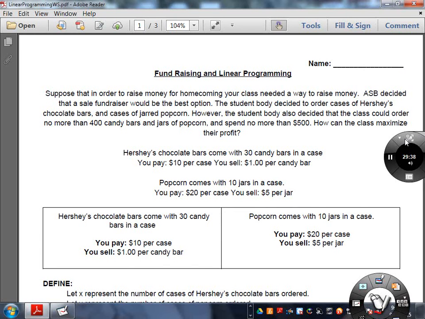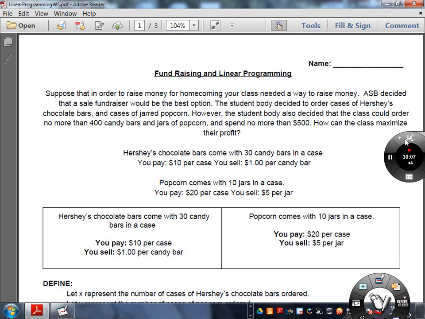Hershey's chocolate bar comes with 30 candy bars in a case. You pay $10 per case. You sell it $1 a bar. What's our profit on each case of Hershey's bars? 20. Okay, popcorn comes with 10 jars in a case. You pay $20 for the case, but you sell it for $5 a jar. So what's our profit there? 30. Okay? Are we okay with the scenario?